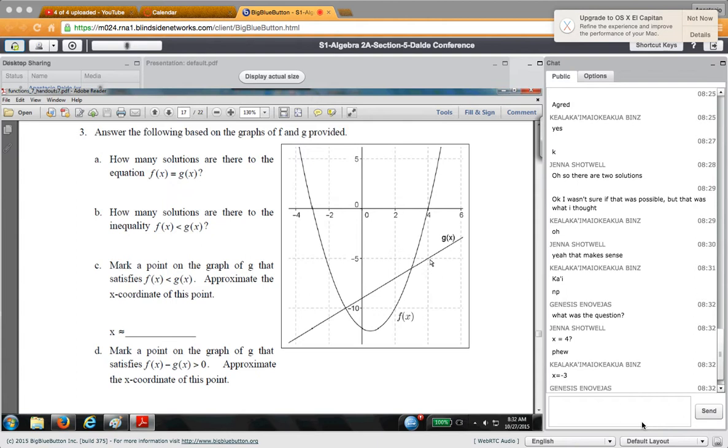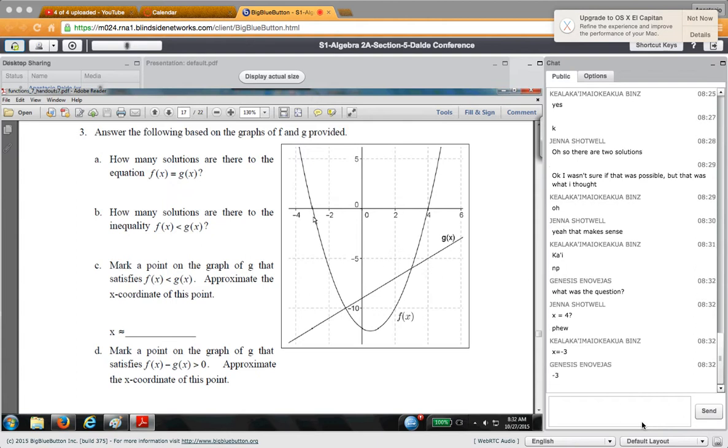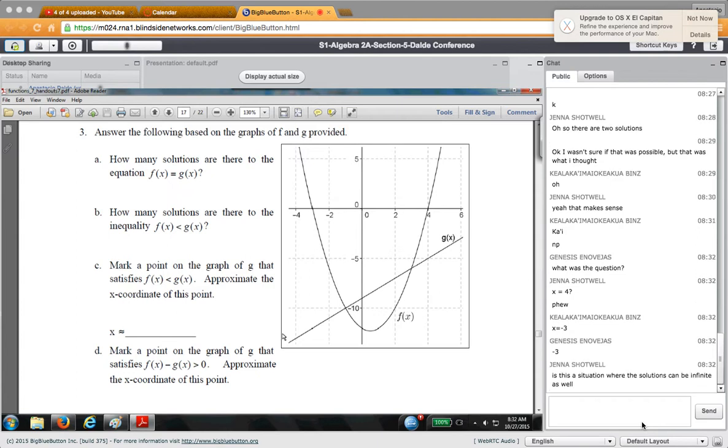At negative 3, yes, absolutely. At negative 3, the same case. At negative 4, I don't know what f of x is, but if you continue on the same trend, I definitely would say that f of x is going to be bigger than g of x. In fact, yes, absolutely, there are infinitely many solutions.